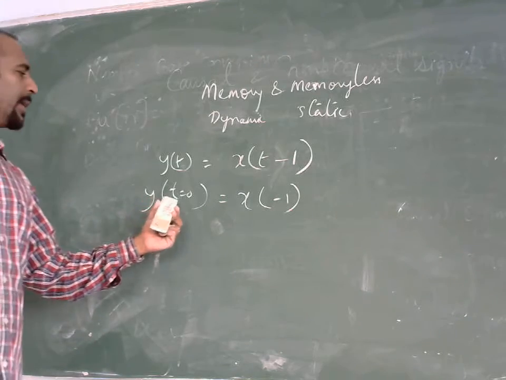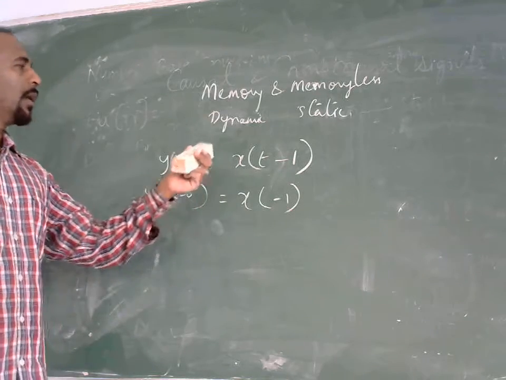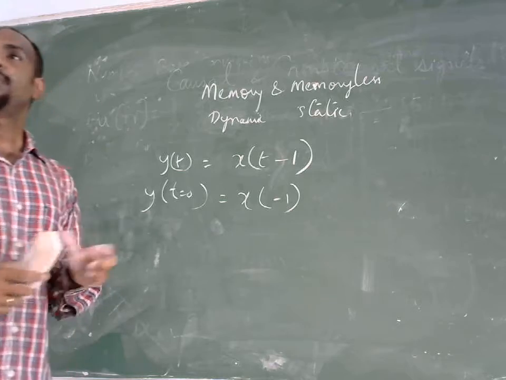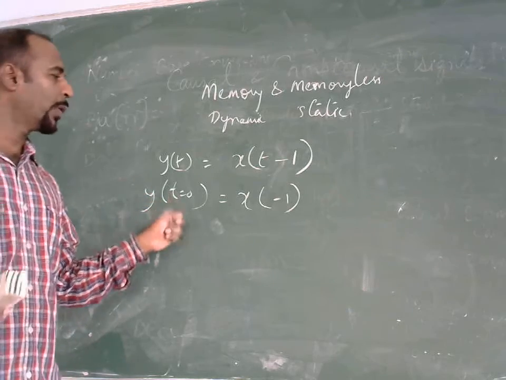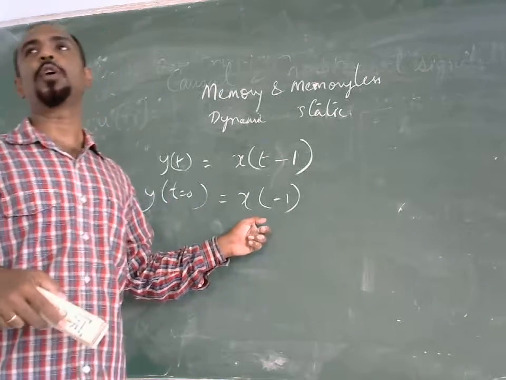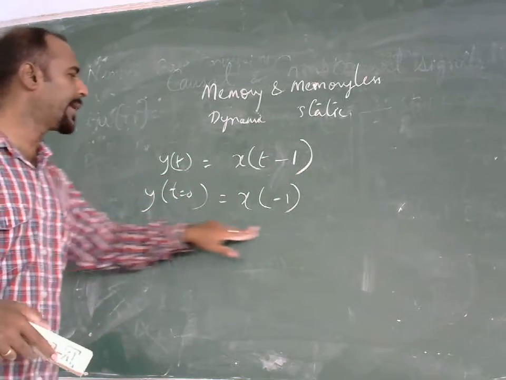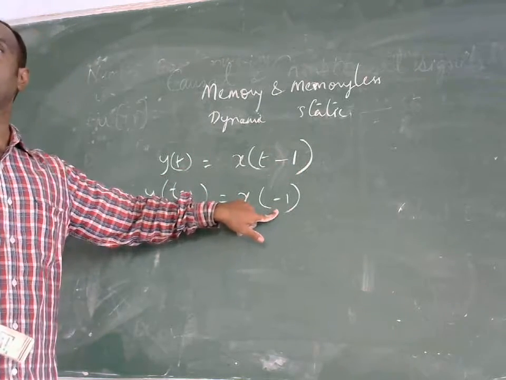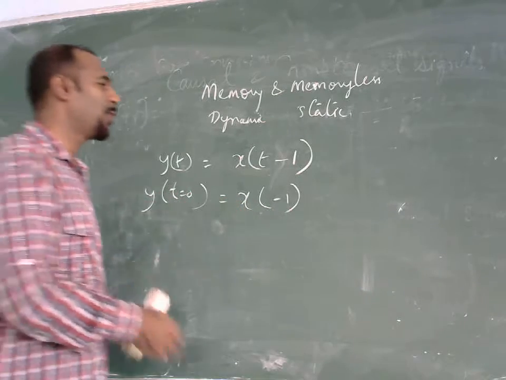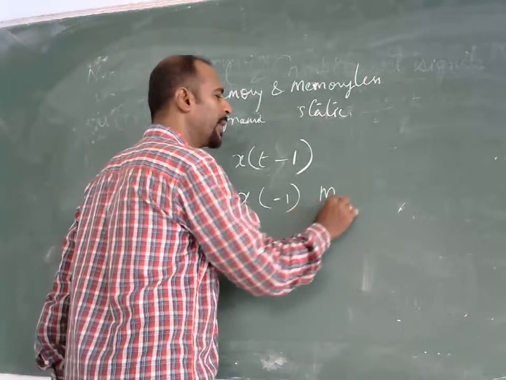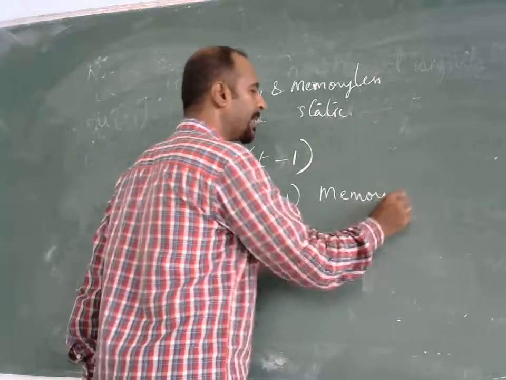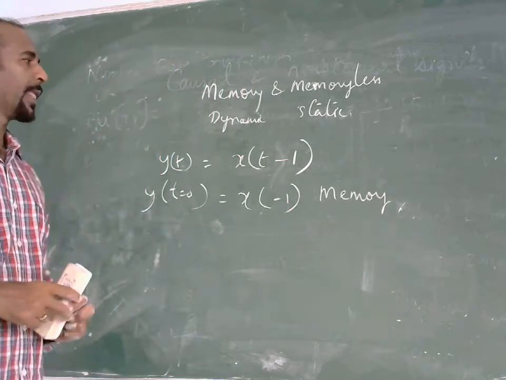So we say that the system is a memoryless system if the output depends only upon the present value of the input, not on the past or the future values. But in this case, it depends on the past value of the input. So therefore, this is a memory system or a dynamic system.